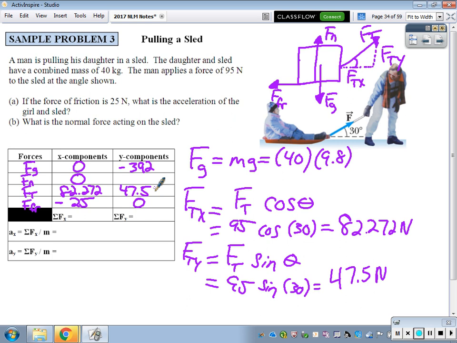So let's finish off what we need in terms of our x-axis. Let's get our acceleration. So why don't you go ahead and follow it through? Okay? Sum up the forces on the x-axis, solve for the acceleration. Go.